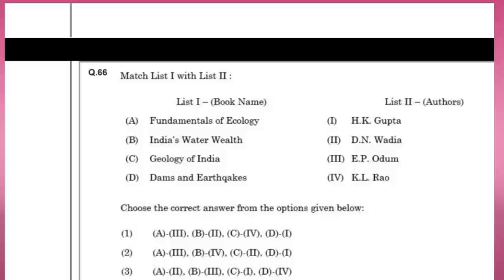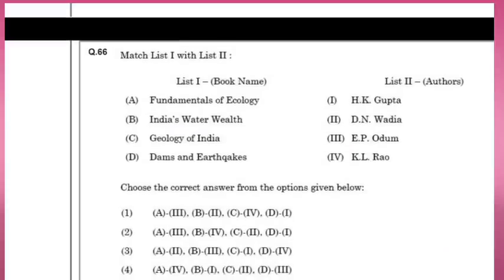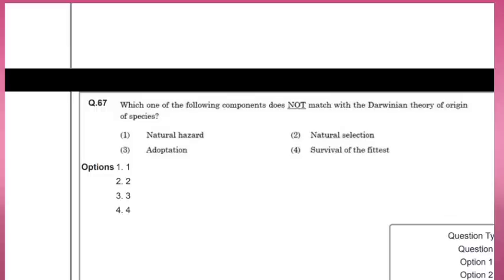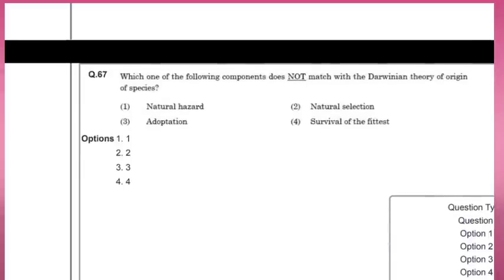So option 2 is the correct answer. And next question: which of the following components does not match in Darwin's theory of the origin of the species? Basically, the answer is option 1, natural hazards.